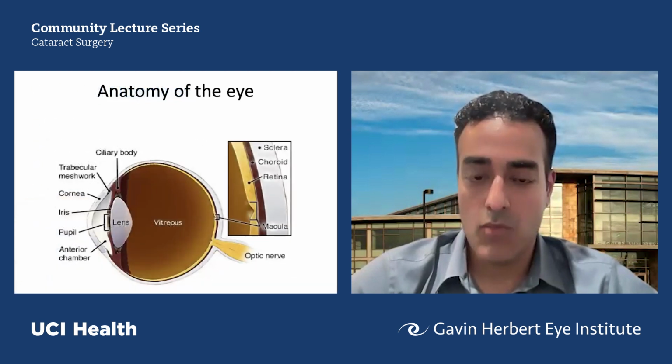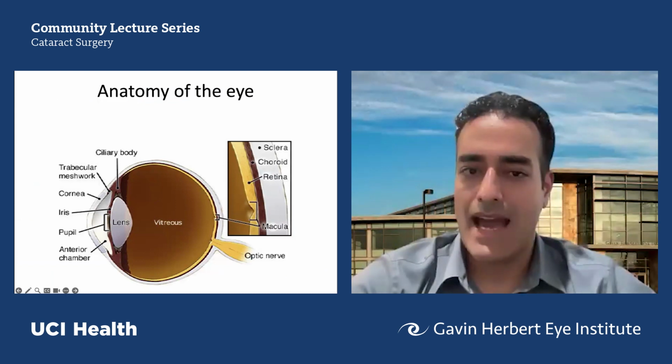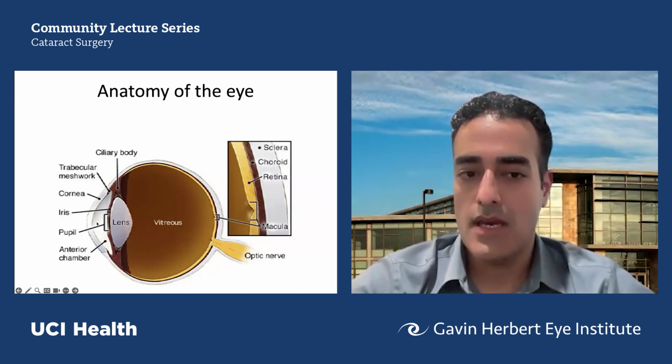So I think it's very important to discuss what the anatomy of the eye is and what we're talking about when we're saying cataract. So the cataract actually forms in the lens, and the lens is within the eye. So we have the clear front part of the eye, that's the cornea. And when you're looking at someone's eye, a lot of times you're seeing the colored part, which is the iris, which is just posterior to that. And then just behind that is the actual lens.